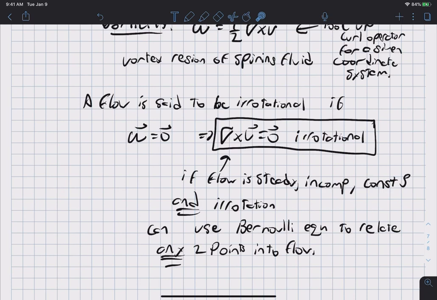And so that's it for this lecture. For the next lecture, we're going to pick up and work with the differential form of the momentum equation, which is the Navier-Stokes equations.